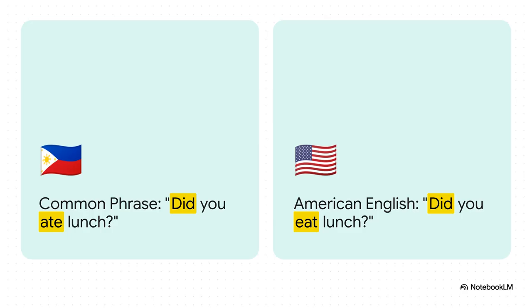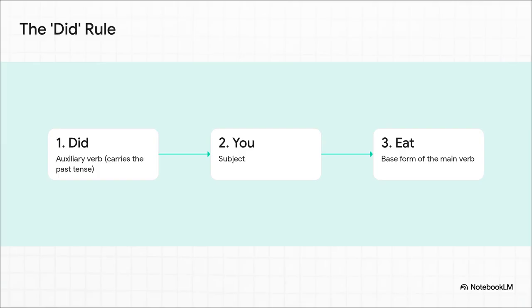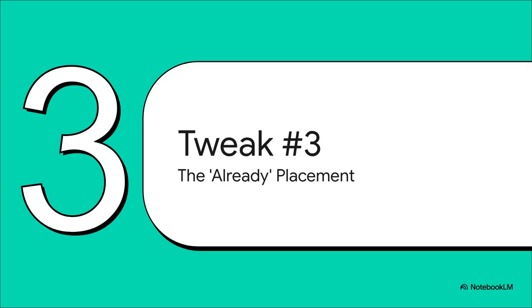Well, the answer is all in how the sentence is put together. It's because that little helper verb did is already doing all the heavy lifting. It's carrying the past tense for the entire question. And since did already told us we're talking about the past, the main verb, eat, gets to just relax and stay in its simple base form. So the structure is always, did you eat? Did you go? Simple as that. All right, we are on to our third and final tweak.